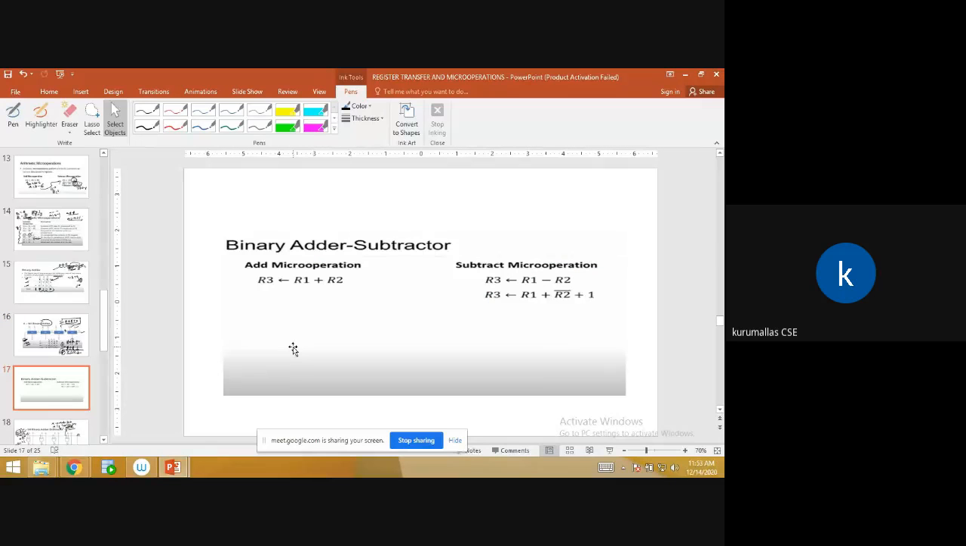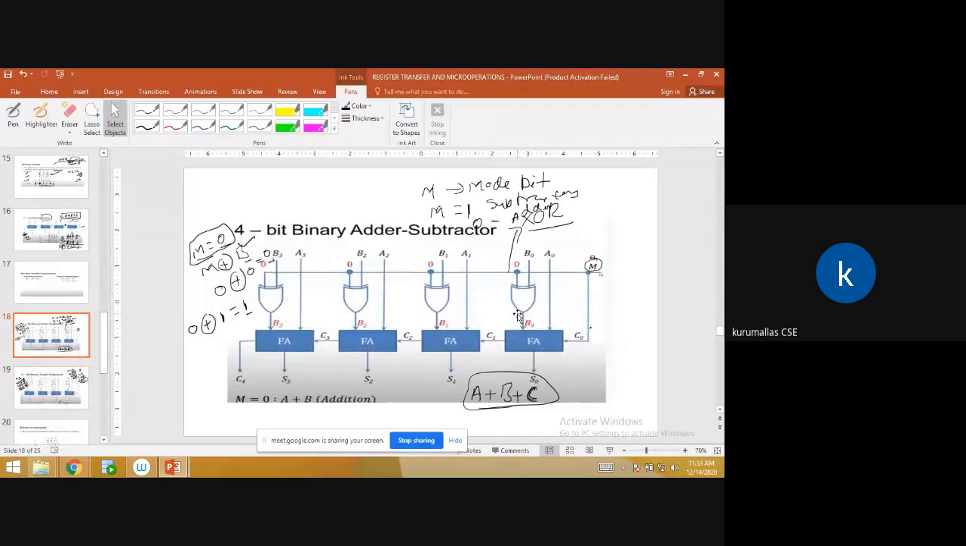Next, binary subtractor. We know this, I don't want to tell it once again. So next, this is the subtractor. If you want to understand the subtractor, we have to use the XOR gate operator. This is the XOR gate operator, right? This is one input to the full adder, this is another input to the full adder, and this is another input. Three inputs we are taking.